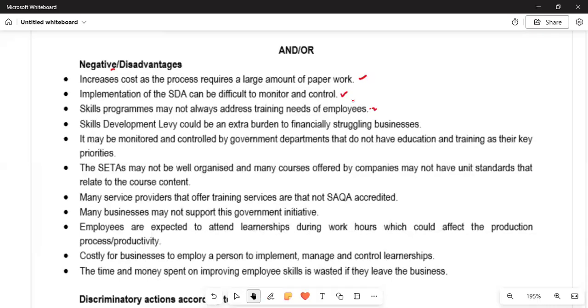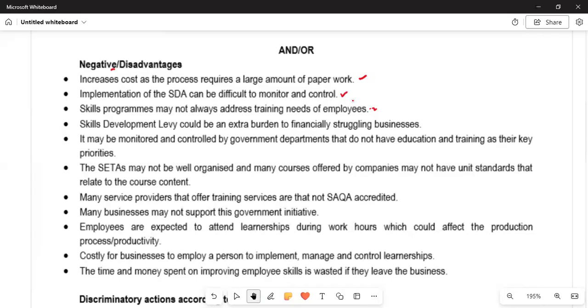Skills programs may not always address the training needs of the employees. The programs that are offered by the organizations, you'll find that they are not relevant to the needs of these employees. So employees are doing what is not responding to their needs. So that is why we're saying skills programs may not always address the training needs of the employees.